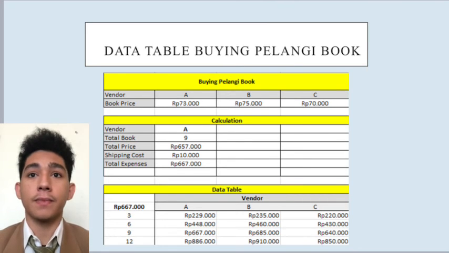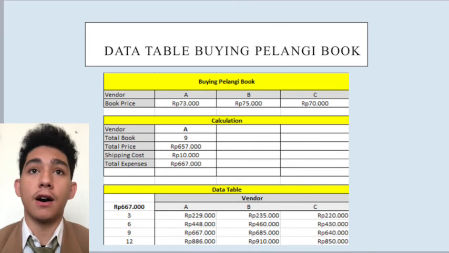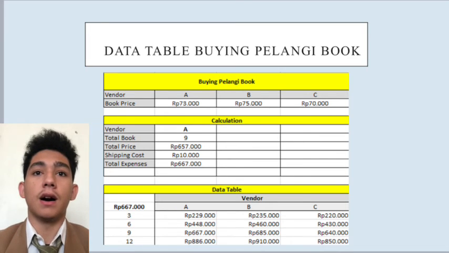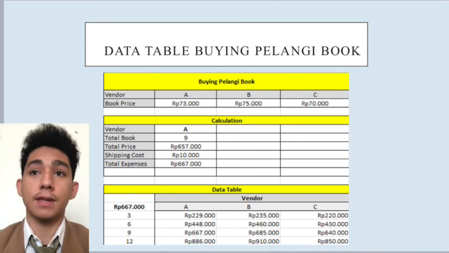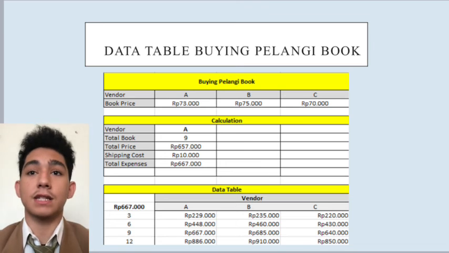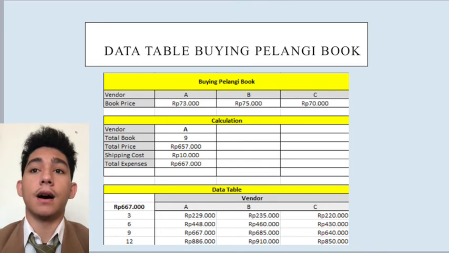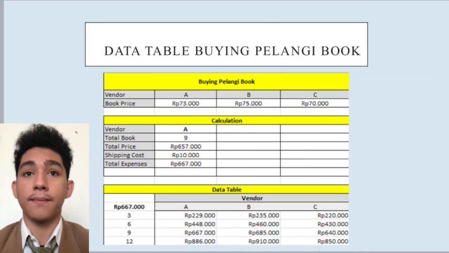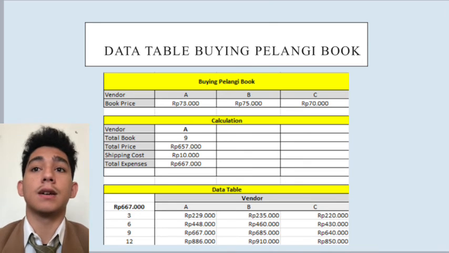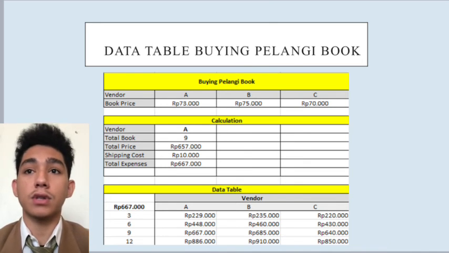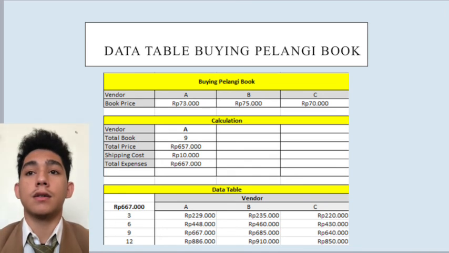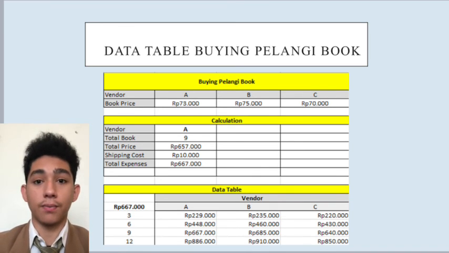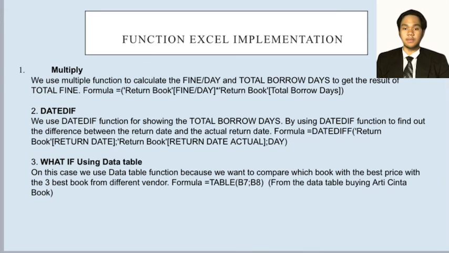If we use vendor C, 3 books cost 220,000 rupiah. If we buy 6 books, we spend 430,000 rupiah. If 9 books, the total is 640,000 rupiah. If 12 books, the total that we pay is 850,000 rupiah.